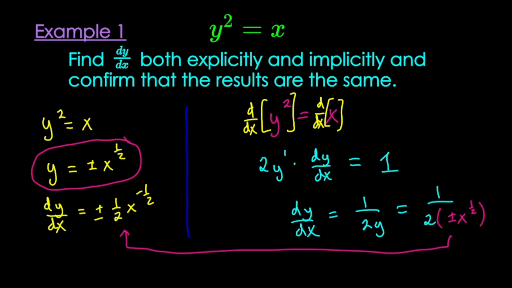For a problem this basic, if you were asked to find dy dx, it's really your choice which of the two methods you want to use. It doesn't make a huge difference either way. However, we're going to see some more problems where isolating y is very difficult or impossible, and you're not going to want to do it explicitly. Let's take a look.